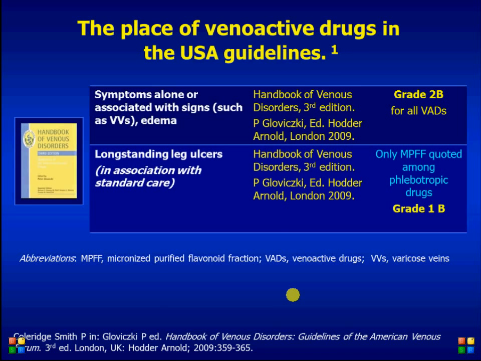So, what is the place of venoactive drugs according to this grade of recommendation? That was written by Coleridge Smith in the Handbook of Venous Disorders, the last edition, that was 3 years ago. Symptoms known or associated with signs such as varicose vein: that is a grade 2B, which is a weak recommendation. Concerning long-standing leg ulcer, that was formulated by Coleridge Smith, the grade is better, grade 1B, but in association, of course, with compression or surgery, not alone. That is very important to know.